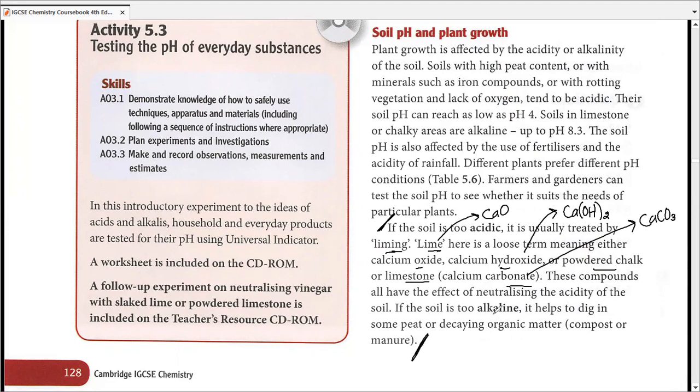Now, if the soil is too alkaline, on the other hand, we cannot use any acidic substances. We were using alkaline substances when the soil was acidic, but when the soil is alkaline, we cannot use acidic substances. What do we do? We dig in some peat, the soft form of coal, or decaying organic matter such as compost, manure, animal waste, fallen leaves, anything like that. But why do we do that? Because all of these are organic material. Organic material is eaten up by bacteria. Bacteria in turn produce the acid which neutralizes the alkali.